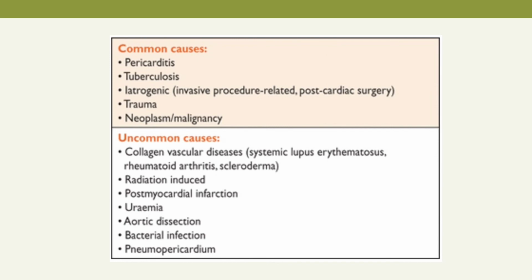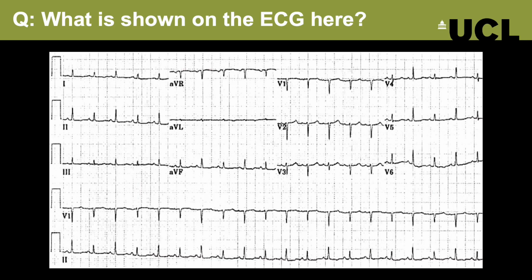Common causes of cardiac tamponade include pericarditis, TB, iatrogenic, so for example invasive procedures or post-cardiac surgery, trauma, and neoplasm or malignancy. Rarer causes of cardiac tamponade include collagen vascular diseases, radiation-induced, post-myocardial infarction, uremia, aortic dissection, bacterial infection, and pneumopericardium.